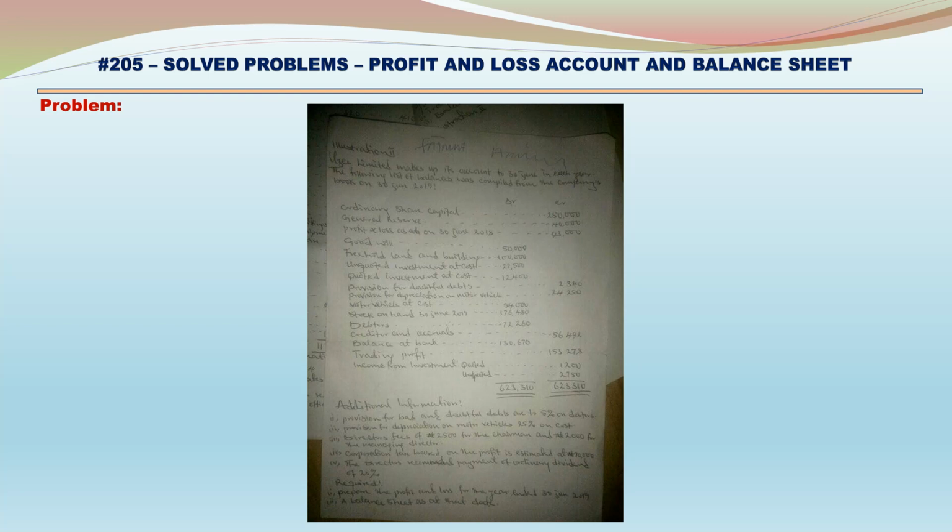2. Provision for depreciation on motor vehicles 25% on cost. Directors' fees of 2,500 for the chairman and 2,000 for the managing director. Corporation tax based on the profit is estimated at 70,000. The directors recommended payment of ordinary dividend of 20%.